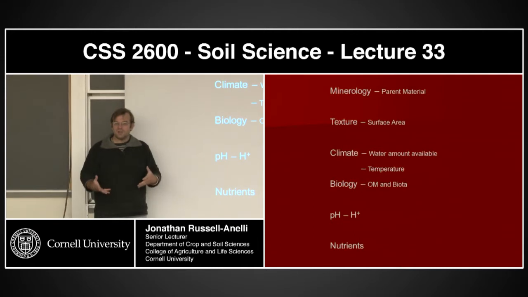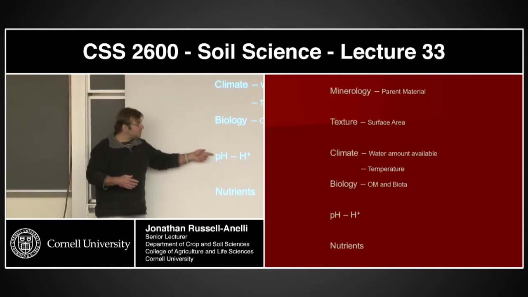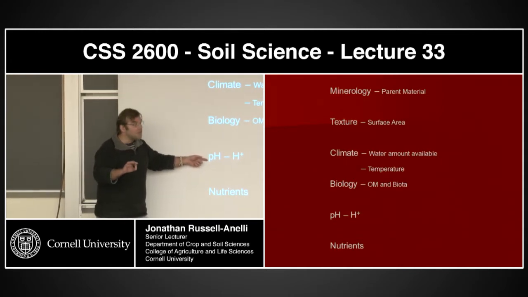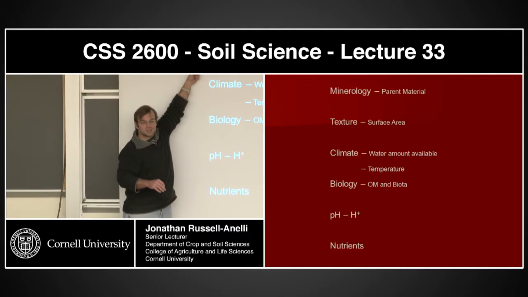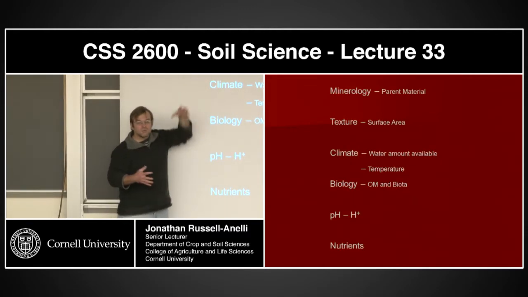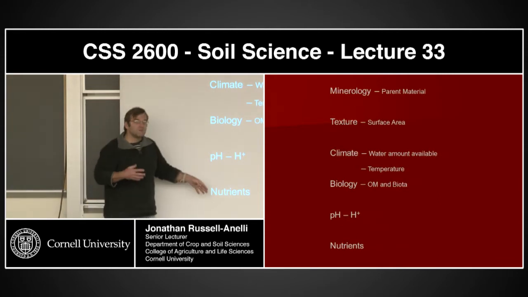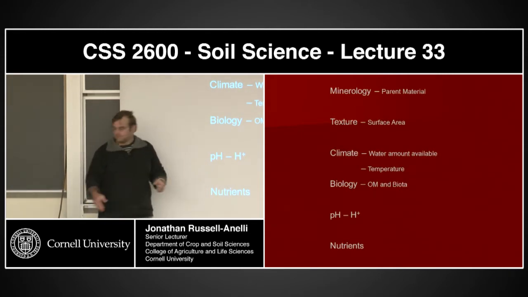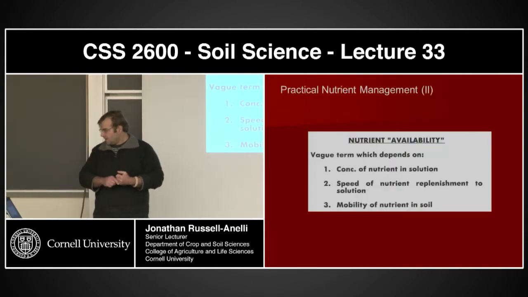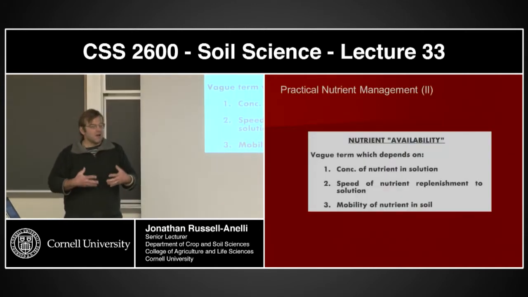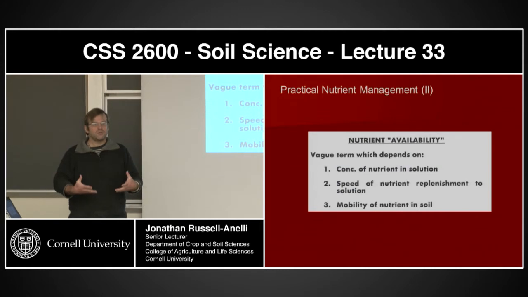pH, solubility of nutrients. The solubility of these elements is really dependent upon the pH. And in turn, pH has a huge effect on exchange complexes, so the retention of those nutrients and how they move through the system. And then finally, the nutrients themselves. So today, we're going to talk about nutrient availability.